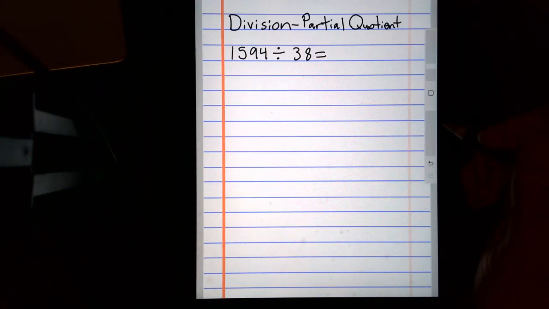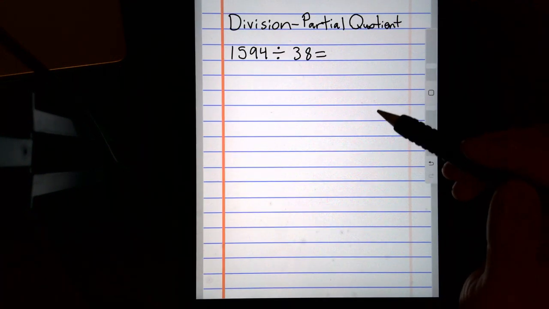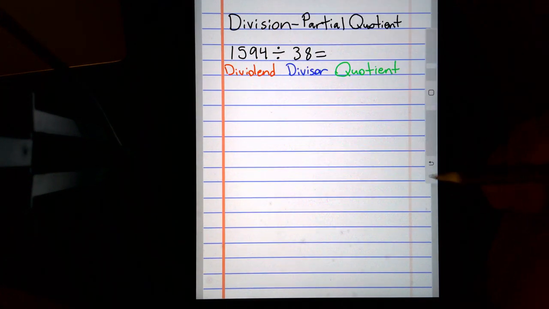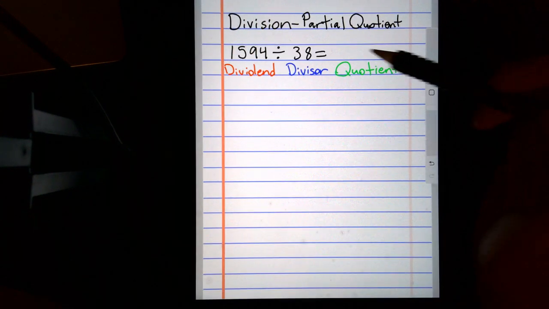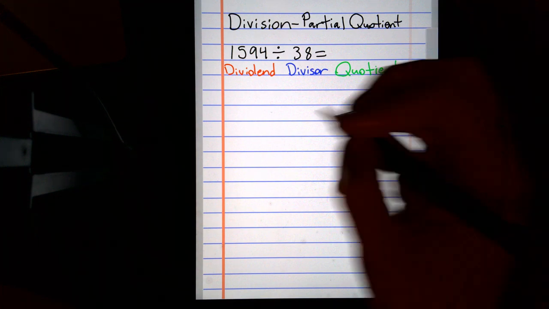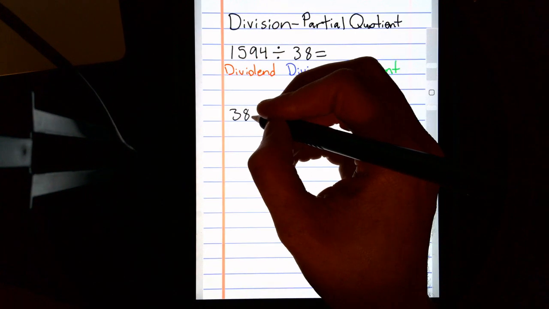Okay, let's continue with division using the partial quotient method. Just as with the partial product method with multiplication, this method requires a bit more understanding of division, but is quicker than the area model method. So, just as with any other division problem, we need to know that our dividend and our divisor are ready to go.